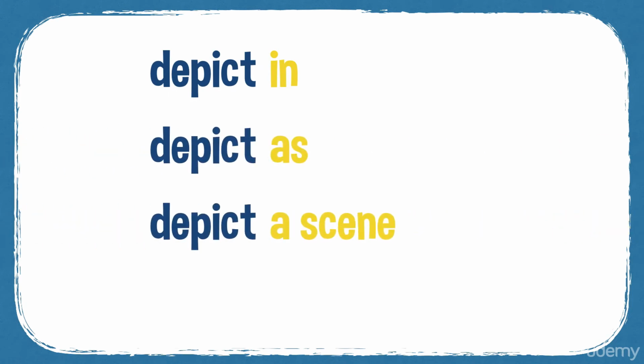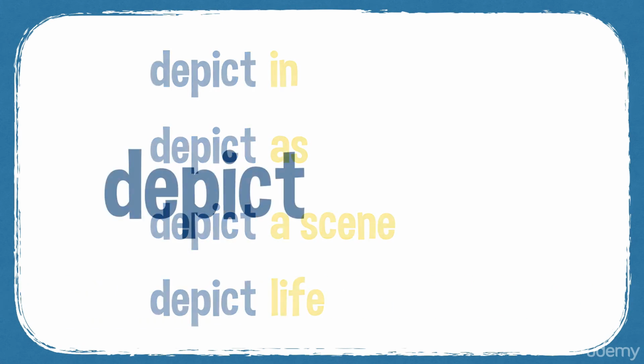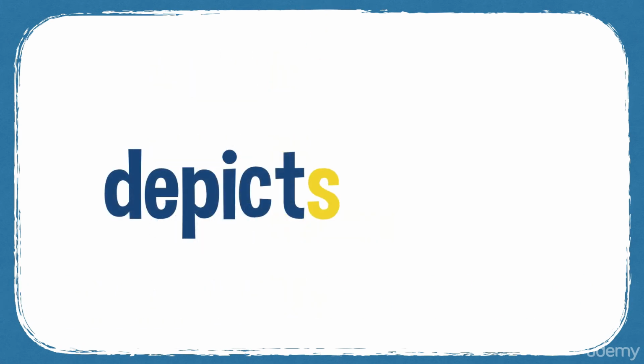Some collocations: we depict in, you depict somebody in a movie or in a picture. Depict as. You can depict a scene. You can depict life. Depict is a verb, so you can have depicts, depicting, depicted, and to turn depict into a noun, you say depiction. Note the different pronunciation there. Depiction.